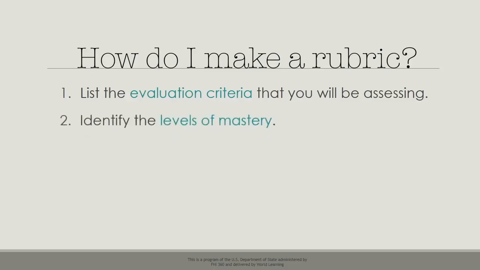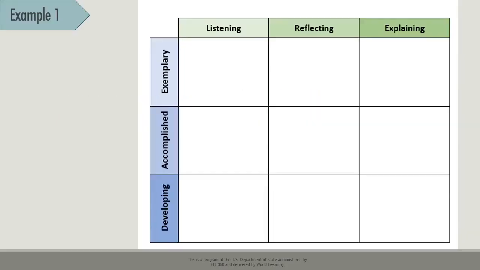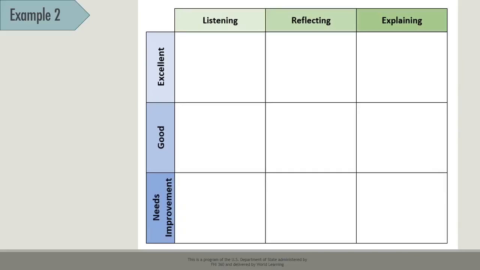Next, decide how you will rate these criteria. For this, you will need to identify the levels of mastery. If you want 3 levels, you can label them. In this first example, the levels of mastery are developing, accomplished, and exemplary. This example uses needs improvement, good, and excellent as levels of mastery. These words are a little bit simpler and perhaps better suited for younger learners or for beginners.